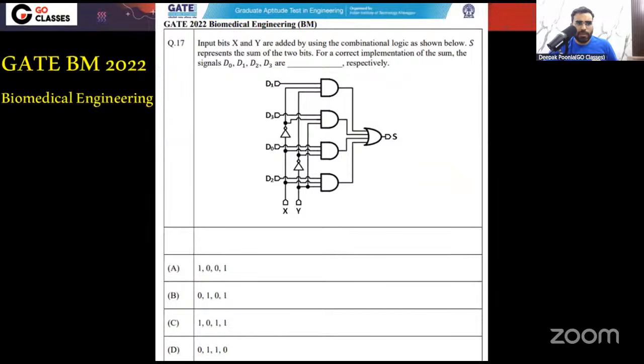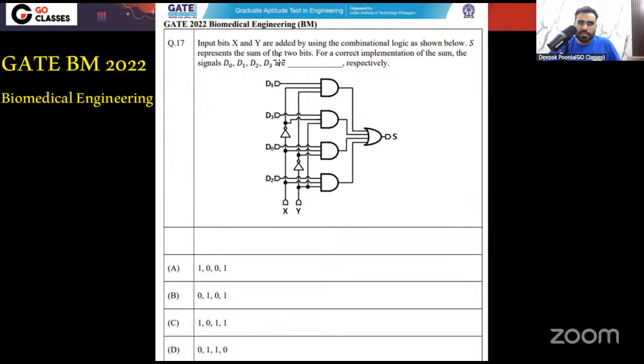Let's solve the GATE Biomedical 2022 question. And this is another very nice question. The question is saying input bits X and Y. These are bits. X is a bit means X is 0 or 1. Y is a bit means Y is 0 or 1. So X, Y, these are bits. They are added by using the combinational logic as shown below.